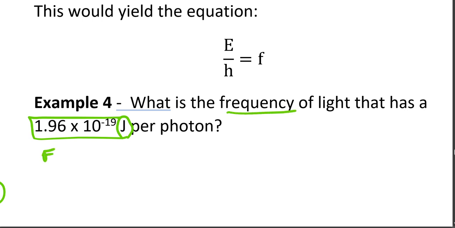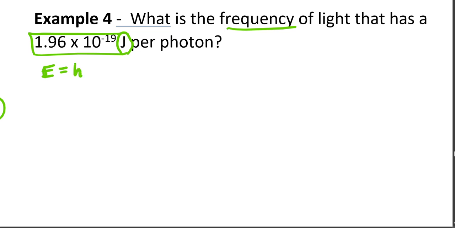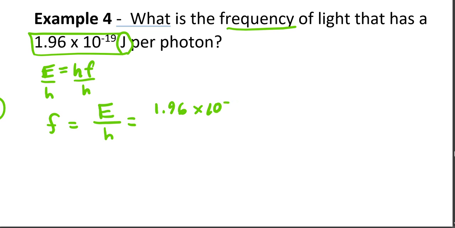And we start out with the formula E equals Planck's constant times frequency, and I want to solve for frequency, so I have to divide both sides by Planck's constant. That means frequency equals the energy of the photon divided by Planck's constant. So in this case, we're given 1.96 times 10 to the minus 19th joules for every photon. I'm going to divide that by Planck's constant, 6.63 times 10 to the minus 34th joule seconds.